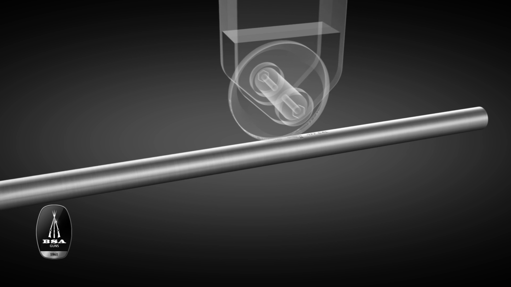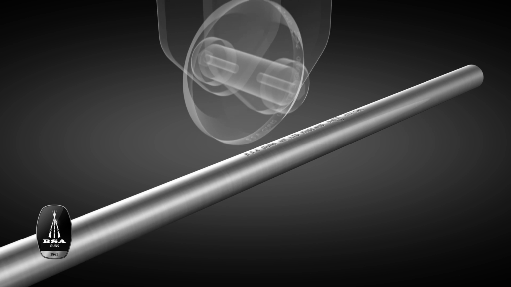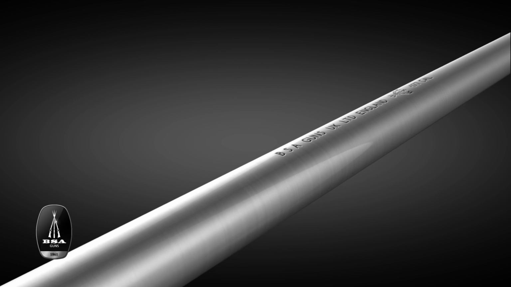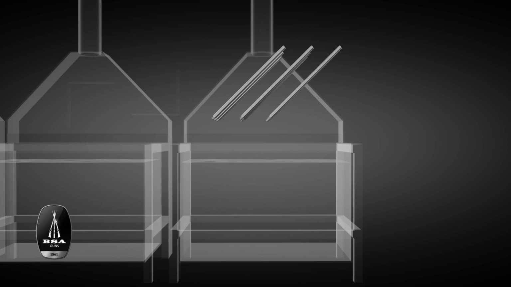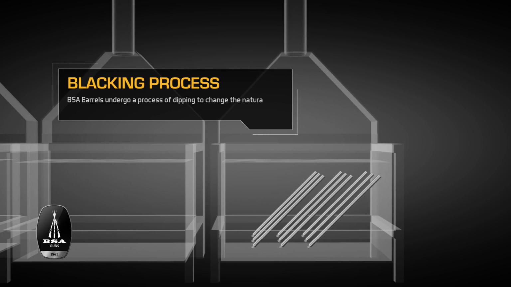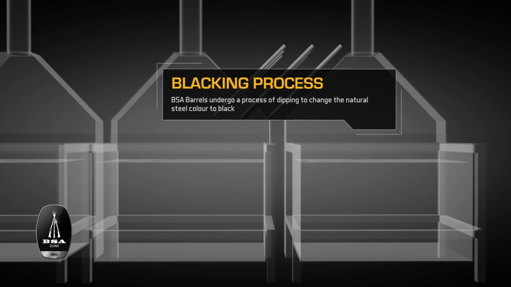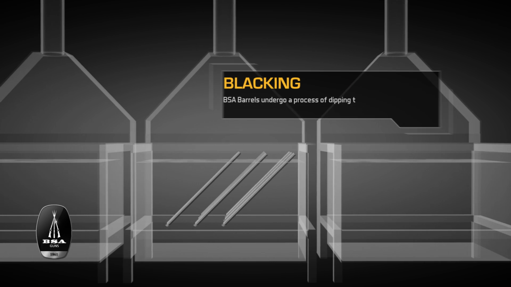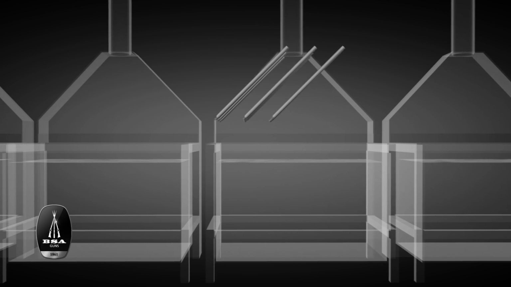If the unit successfully passes this test, and only if it passes, the unique BSA marks are stamped into the steel, and a brand new BSA barrel is born. To transform the natural grey steel into the BSA rifle's characteristic black, the young barrels must go through one last stage in their journey before being ready.